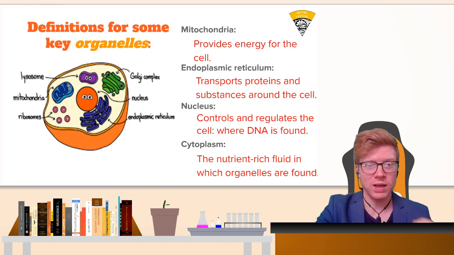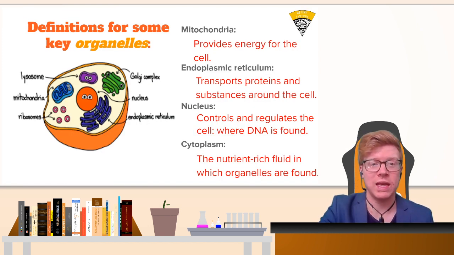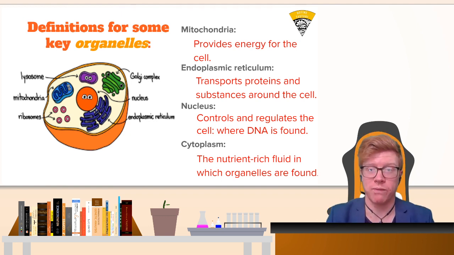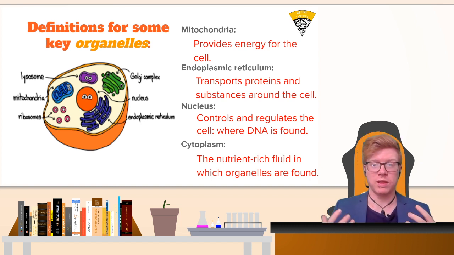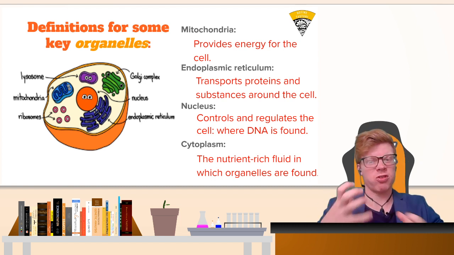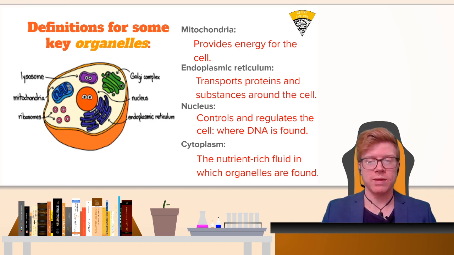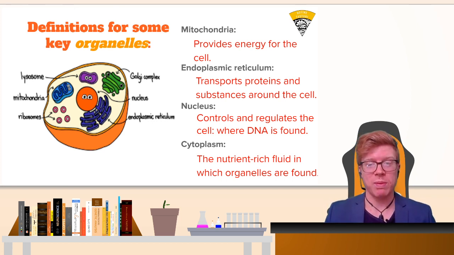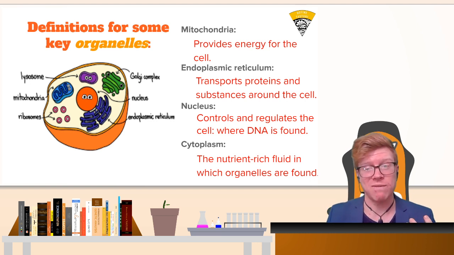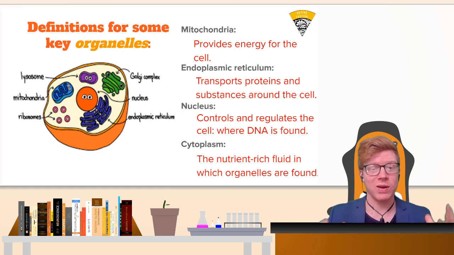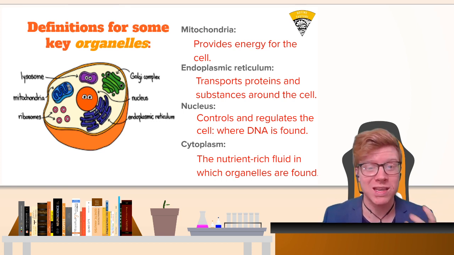Okay, our next slide. Key definitions, key terms for some organelles. Hopefully you're aware of these different organelles, but this is just an opportunity to have a bit of a refresher. Mitochondria provide energy for the cells. Endoplasmic reticulum is about transporting proteins and substances around the cell. Remember, we have rough and smooth, and they have different functions. Nucleus, that controls and regulates the cell. It is the location of DNA, of genetic material in our eukaryotic cells.